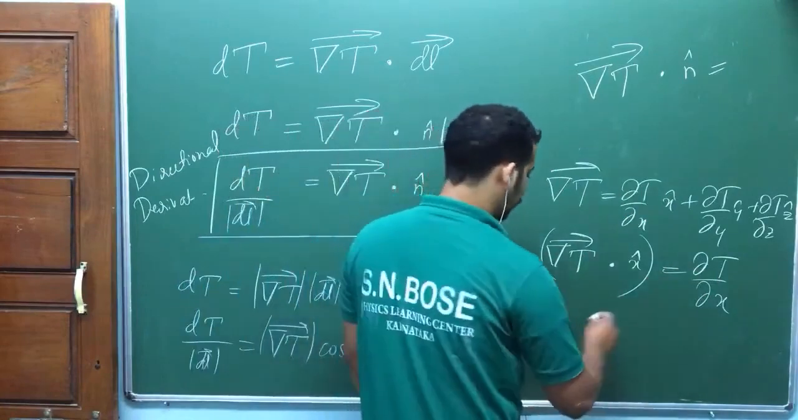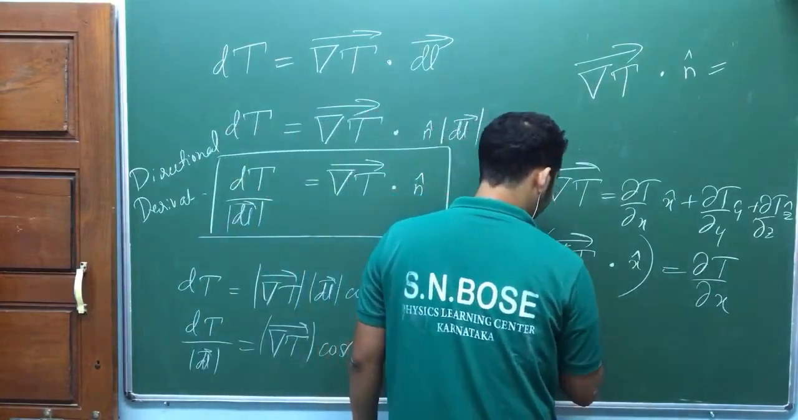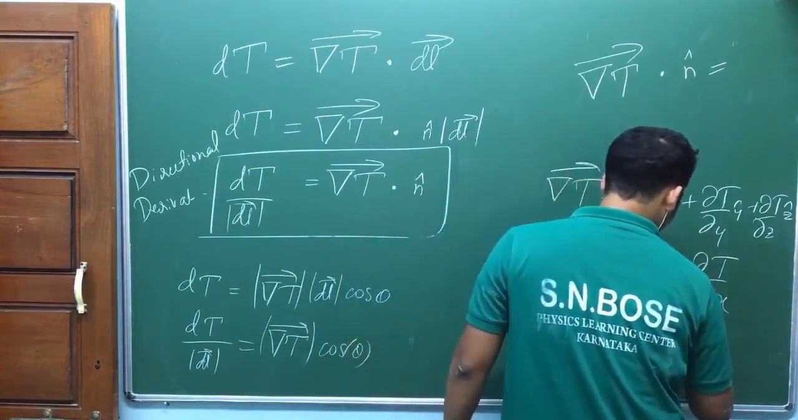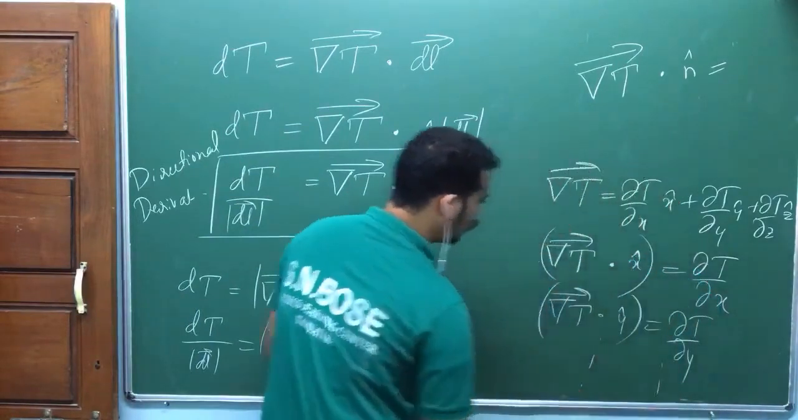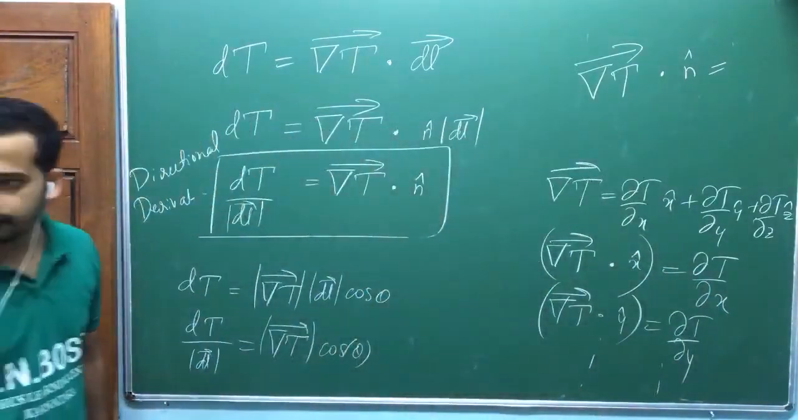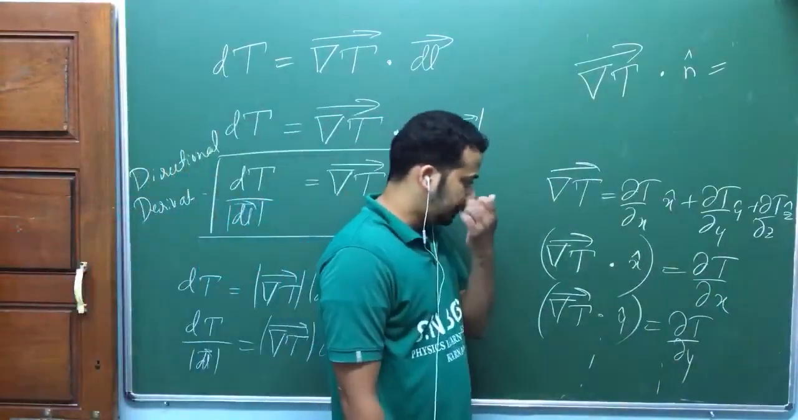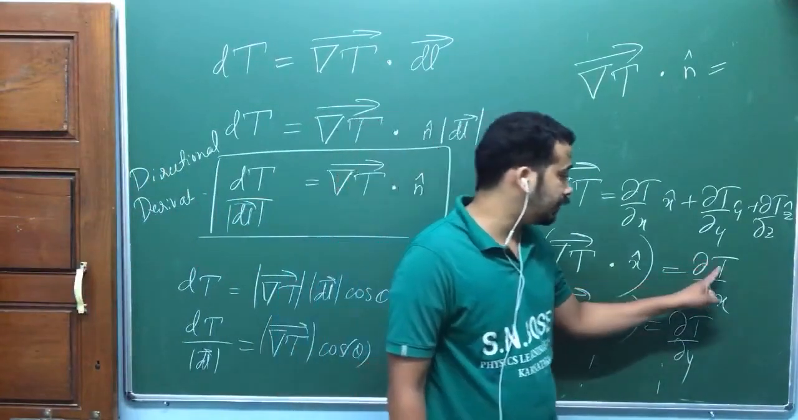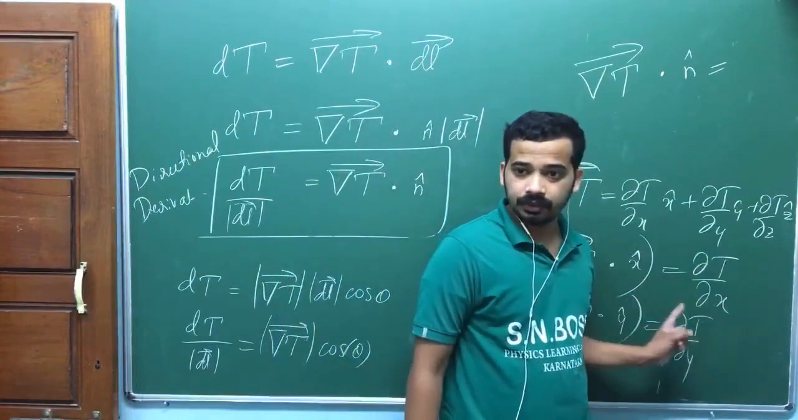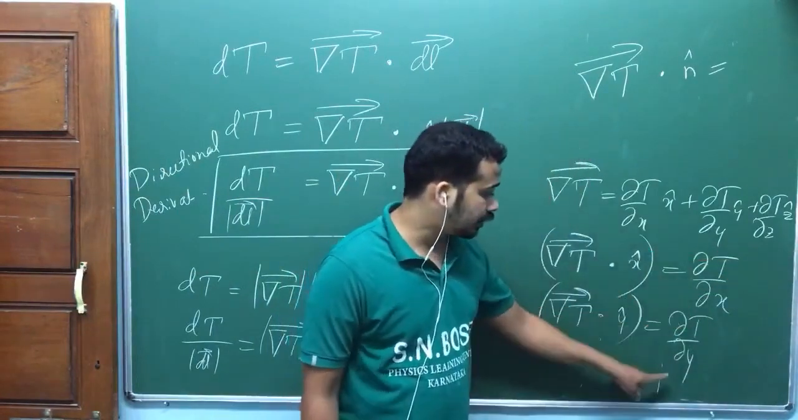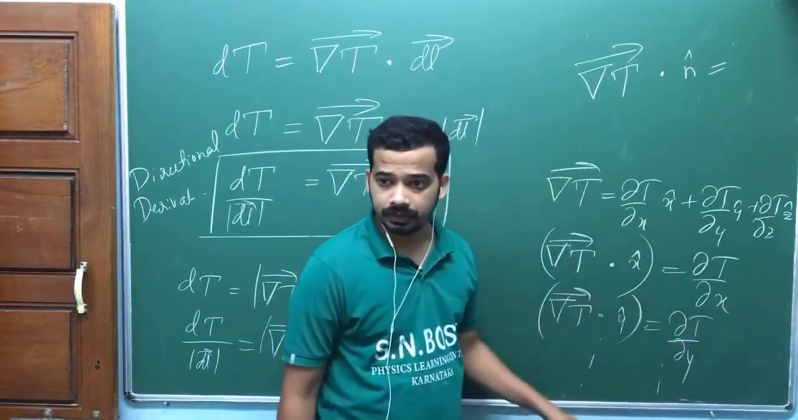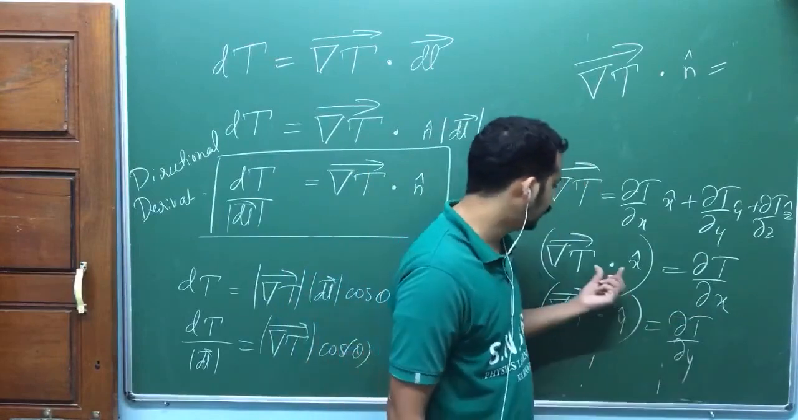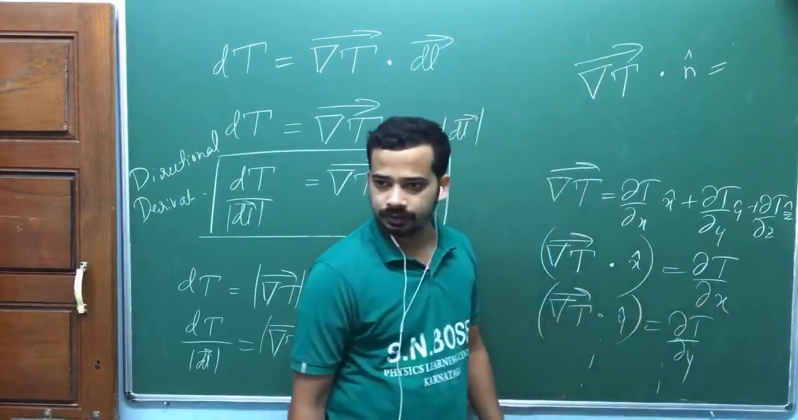Wait a second. Similarly, del T dot y cap. How do you write this? ∂T/∂y. Like that you can go for z, isn't it? So this is actually a directional derivative. You will get the rate of change of T with respect to distance when you move along the x-axis. You will get the rate of change of T with respect to distance when you move along the y-axis. When you move along the y-axis, only y changes. When you move along the x-axis, only x changes.